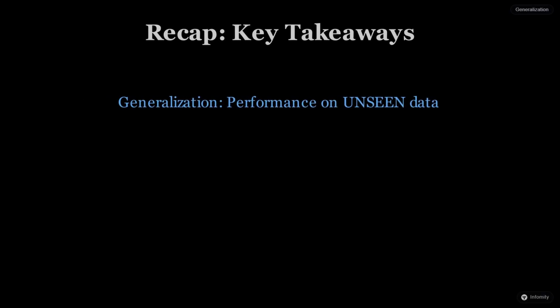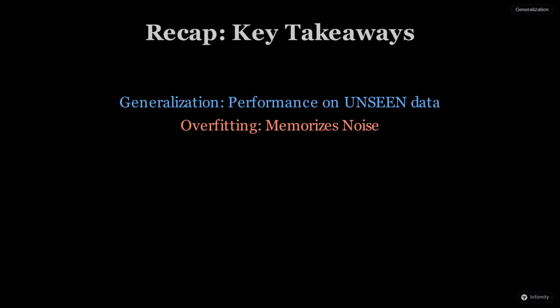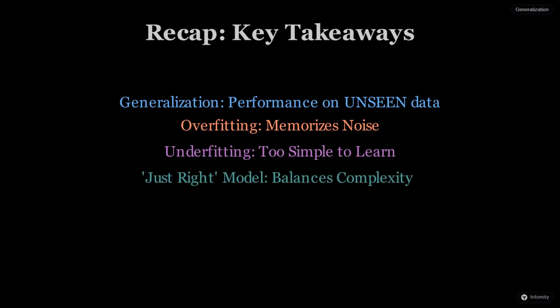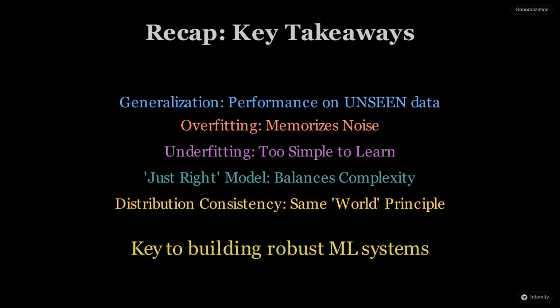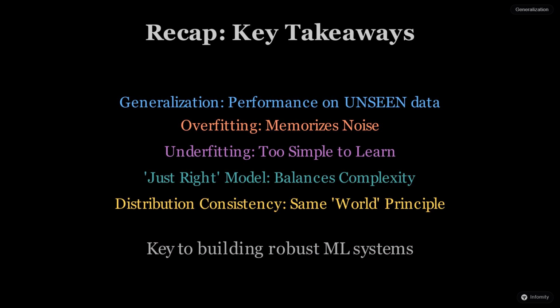To recap, generalization is a model's ability to perform well on data it has never seen before. We learned that overfitting happens when a model memorizes training noise, while underfitting means a model is too simple to learn the basic patterns. The ideal just right model balances complexity to capture trends without memorizing noise. Finally, for good generalization, unseen data must come from the same distribution as the training data. Understanding generalization is key to building robust and useful machine learning systems.